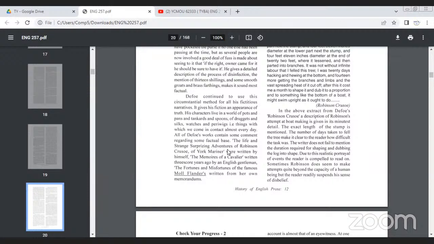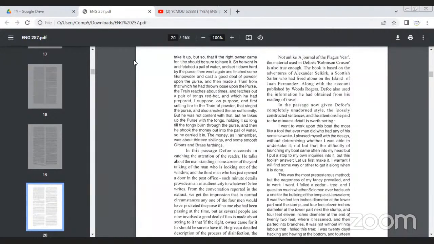The Life and Strange Surprising Adventures of Robinson Crusoe of York, Mariner, written by himself. The Memoirs of a Cavalier, written threescore years ago by an English gentleman. The Fortunes and Misfortunes of the Famous Moll Flanders, written from her own memorandums. A Journal of the Plague Year.